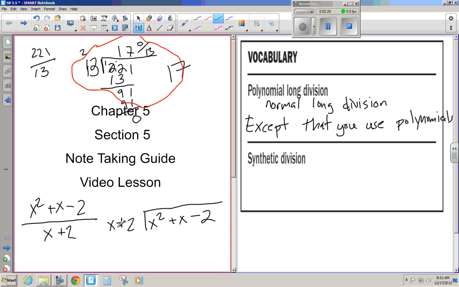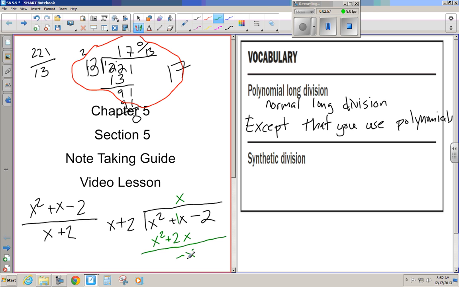you're multiplying variables. So what times x gives me an x squared? So x goes into x squared. What times x gives you x squared? Well, an x. X times x is x squared. X times 2 is 2x. And you subtract.